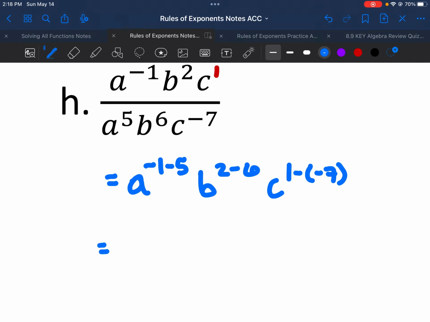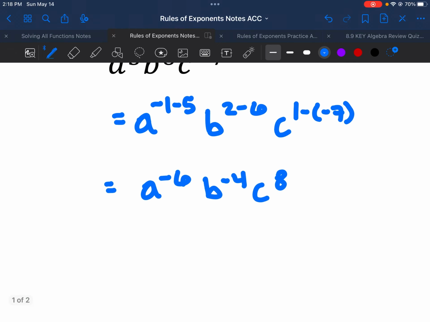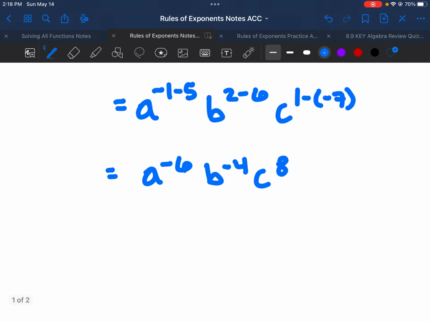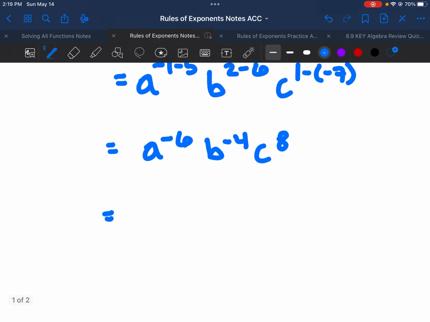Cleaning this up a little bit, a to the negative 6th, b to the negative 4th, c to the positive 8th. And typically, you don't want to leave your answers with negative exponents, usually. So we're going to take this a to the negative 6th and b to the negative 4th, the two terms that have negative exponents, and we're going to move them to the other side of the fraction, making this c to the 8th over a to the 6th, b to the 4th.